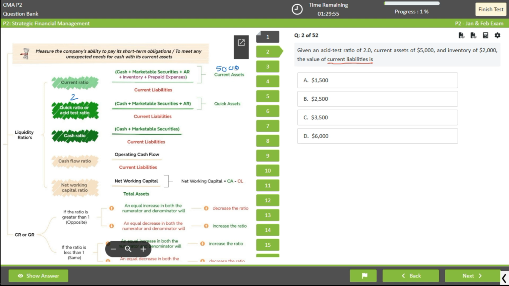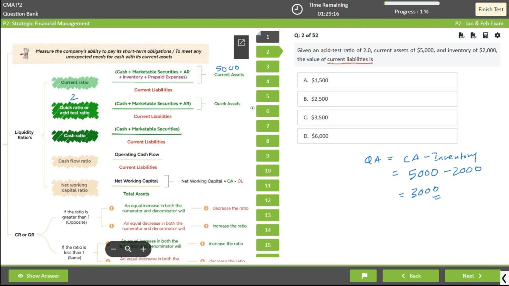When we deduct inventory from current assets, we get the value of quick assets, because current assets include inventory and prepaid expenses, but quick assets don't. So we take the current assets and deduct the inventory. The current assets are 5,000 and the inventory is 2,000, so your quick assets come to 3,000.